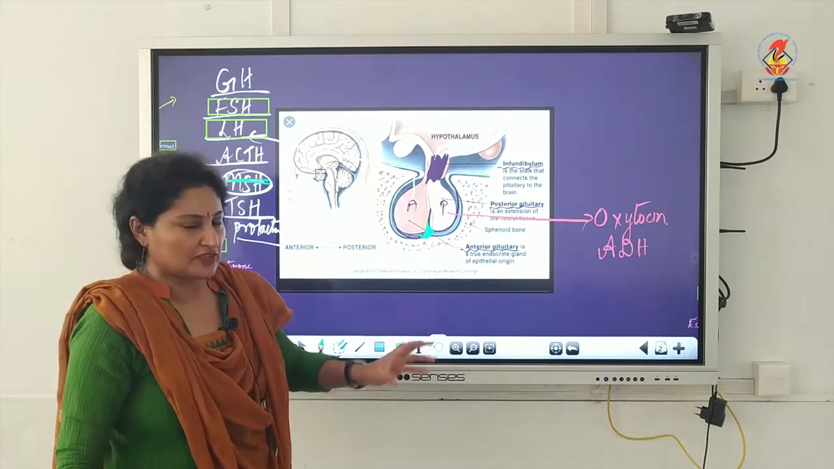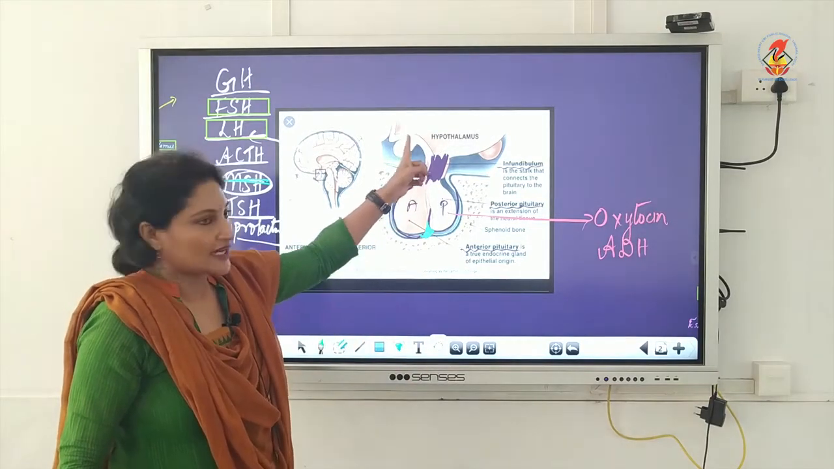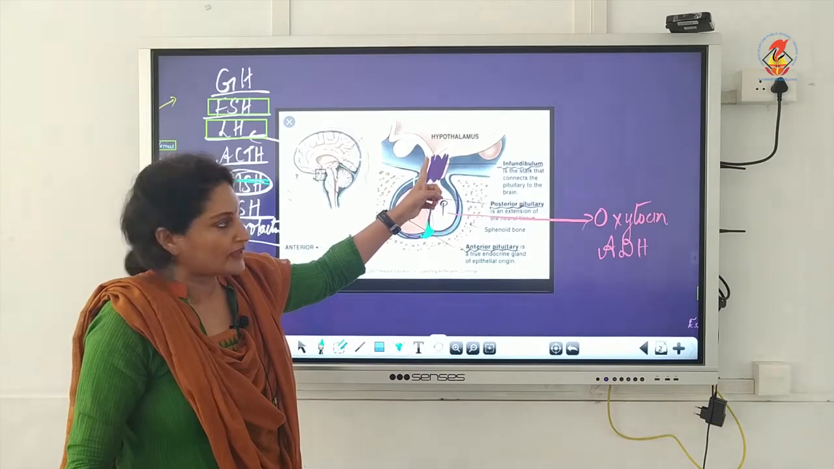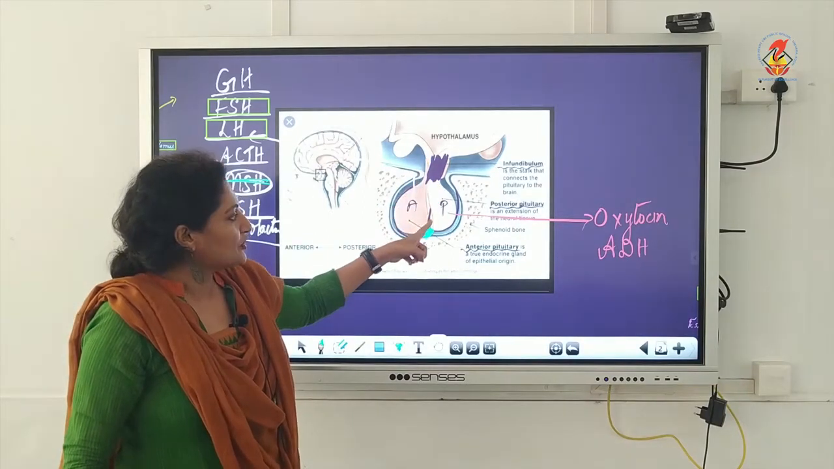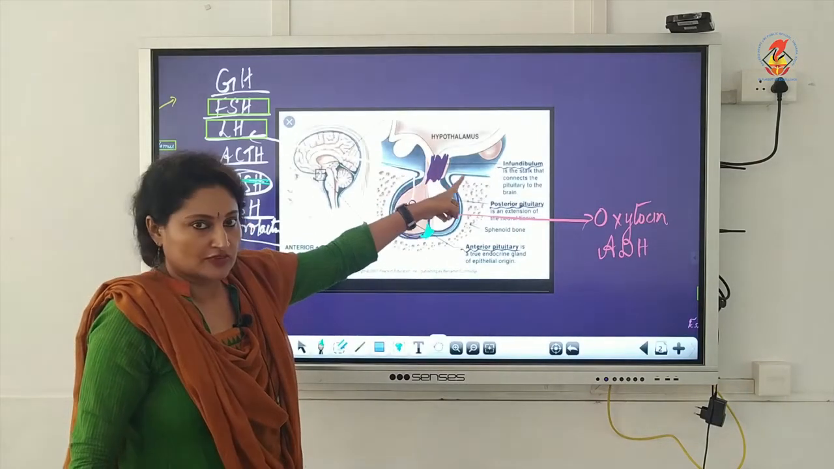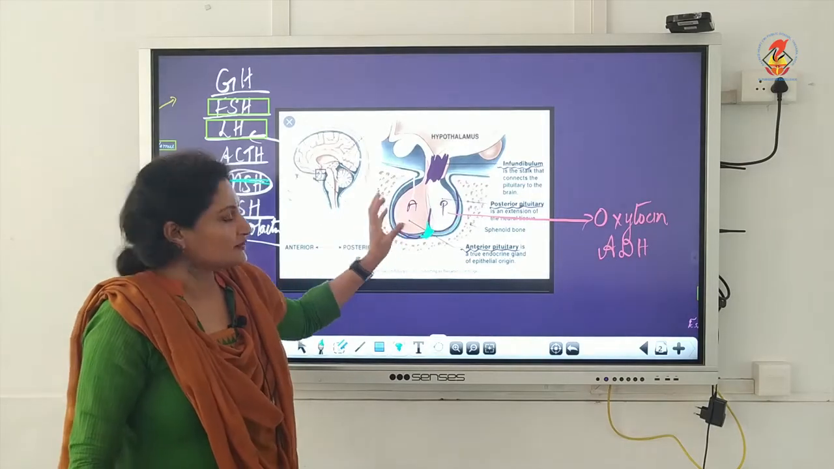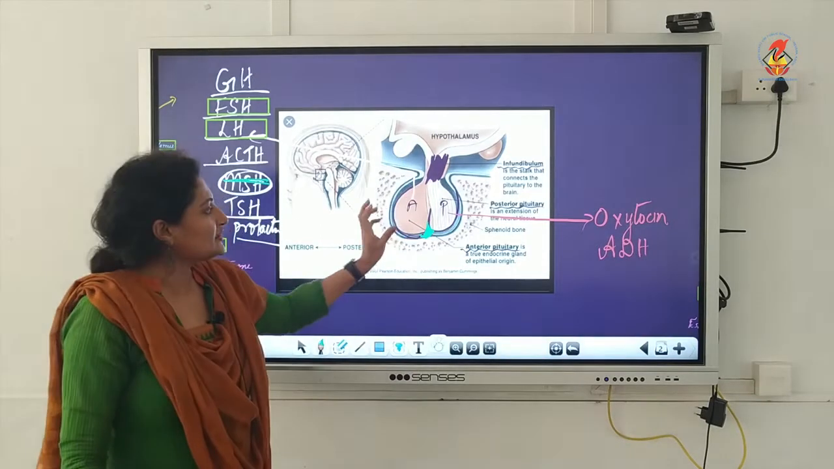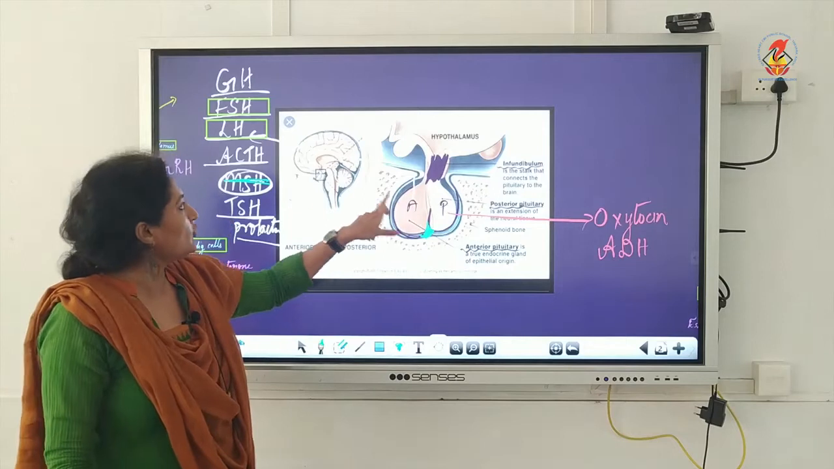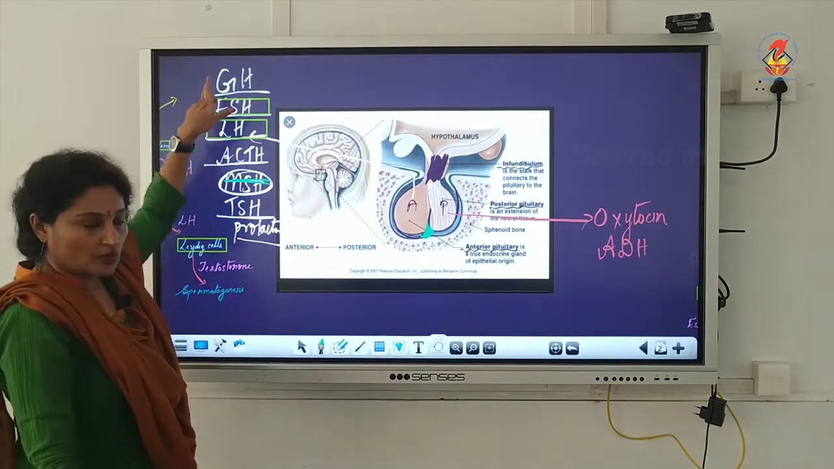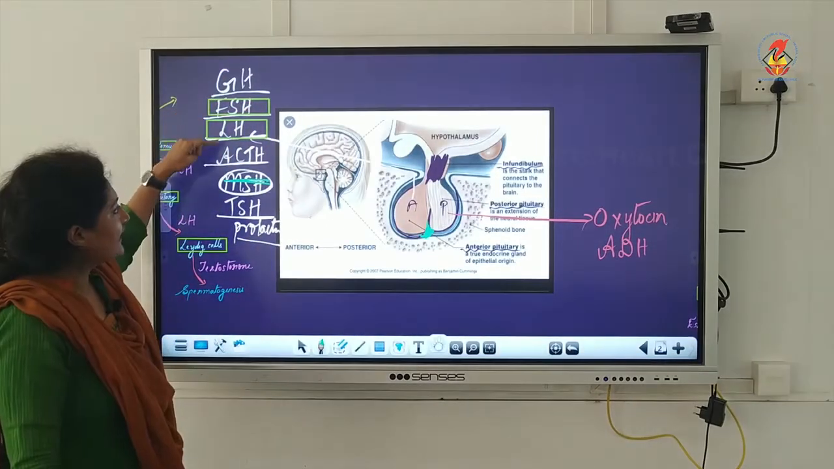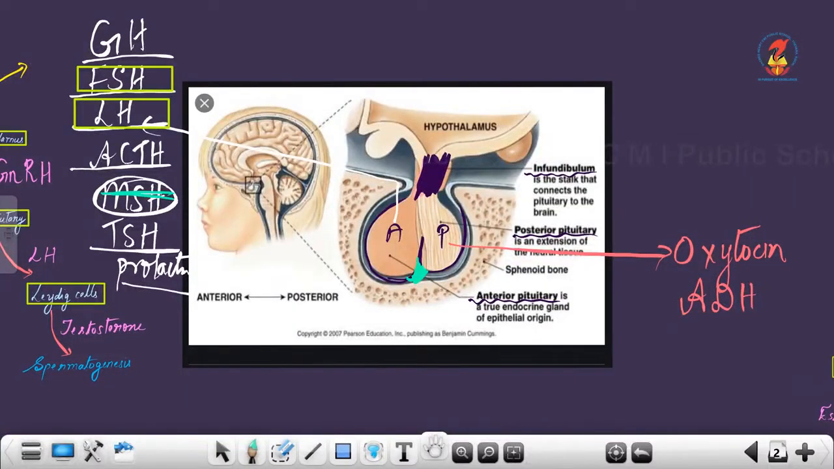So once again a brief view on the 11th standard. The hypothalamus, which is the floor of the brain, is connected to the pituitary gland by a stalk called infundibulum. The pituitary gland in mammals is divided into mainly 2 parts, anterior lobe and posterior lobe. The anterior lobe produces these hormones, growth hormone, FSH, LH, ACTH, TSH and prolactin. The posterior pituitary gland produces the 2 hormones, oxytocin and ADH.